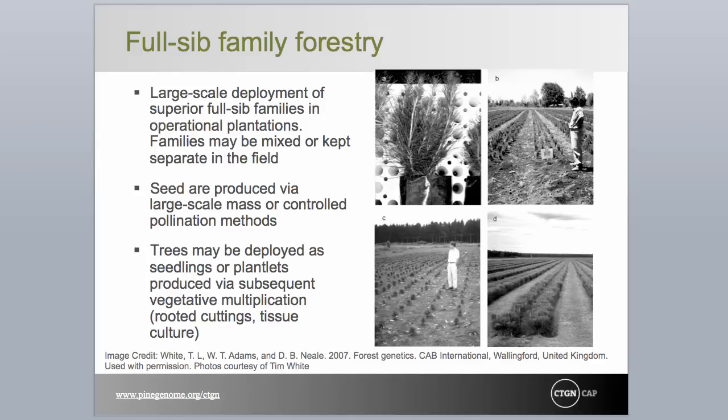Gain from full-sib family forestry with multiplication must be significantly greater than with seedlings alone to offset the upfront cost of vegetative multiplication. Deployment of half or full-sib families provides greater flexibility in matching genetics to environment, if genotype by environment interaction is a concern.